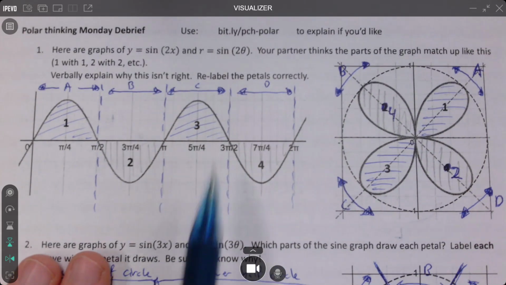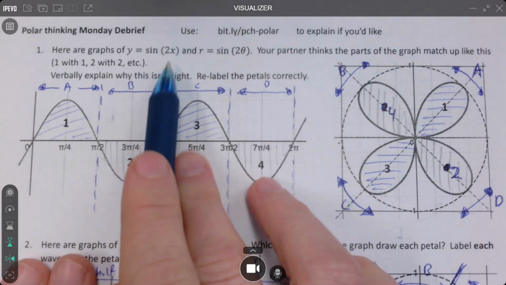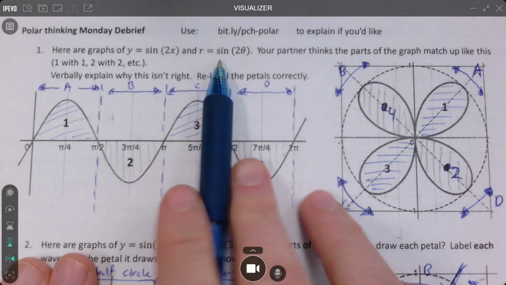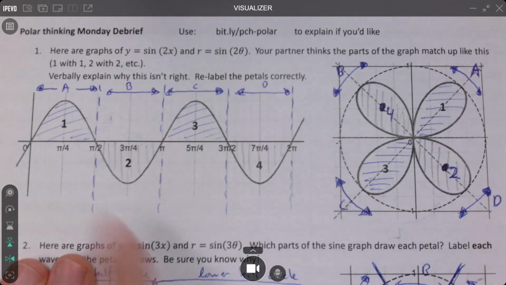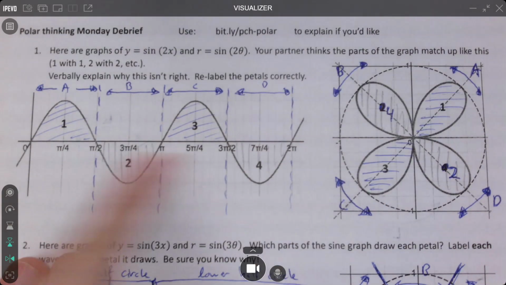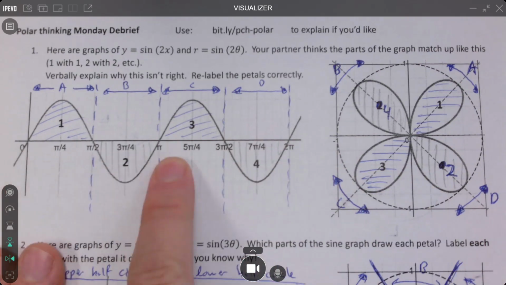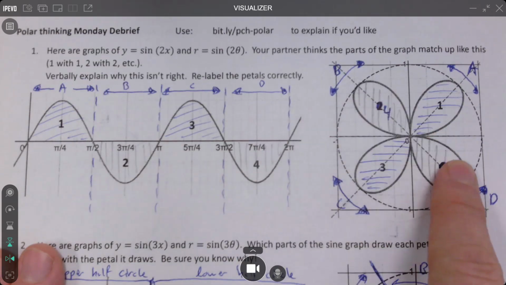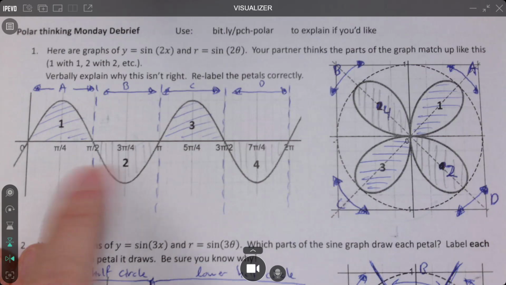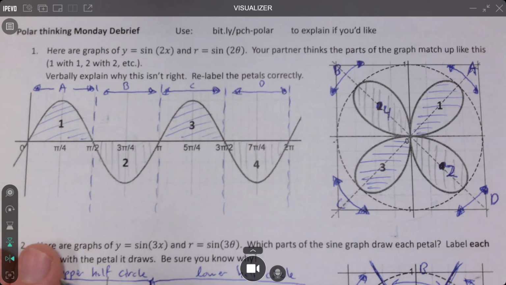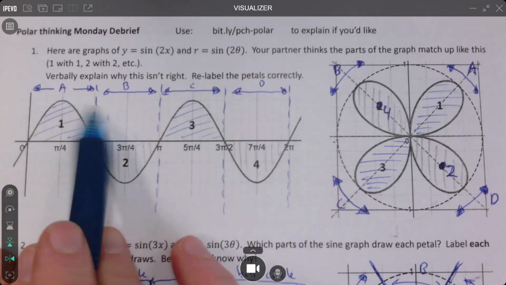Here is a graph of y equals sine 2x. Here's a graph of r equals sine 2 theta. So if you treat these points as if they're polar, you get that graph. So x coordinates here correspond to angles here. Y coordinates here correspond to radii here. So it's helpful to plot individual points. It's also helpful to think about intervals.